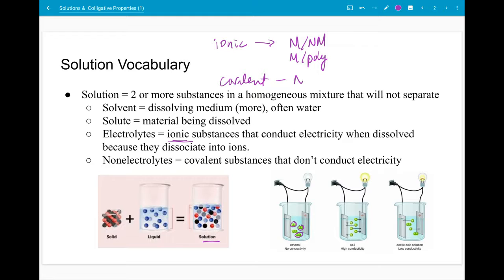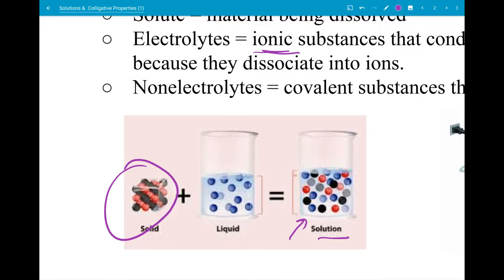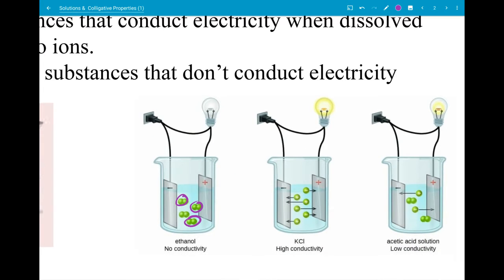Okay, so we have these two pictures. And you can see you have a solid plus a liquid making a solution. I want you to be familiar with how the solid basically splits up. So we have it in solid form, but it splits up within the solution. And a solution like this one would conduct electricity. Over on this picture, we can see three different light bulbs. We see this one that is off, this one that is on, and this one that's in between.